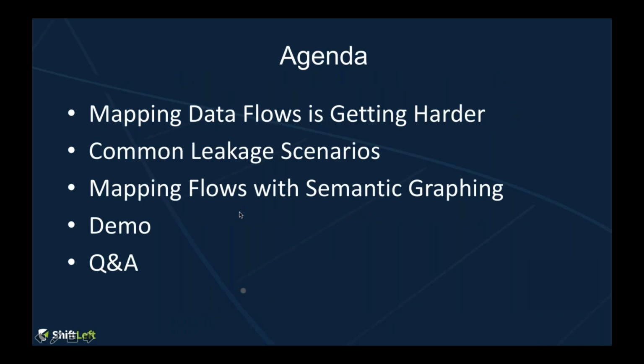The agenda is going to be, first, an introduction into some of the challenges in modern software when it comes to mapping sensitive data flows, followed by some of the scenarios that very commonly cause data leakages today, as well as the damage that can do. Then I'll get into the depth of what it means to do semantic graphing on your software to map these flows. Afterwards, I'll show you how Shift Left's experience embodies this technique and how you can identify flows in that experience. And finally, some Q&A at the end.